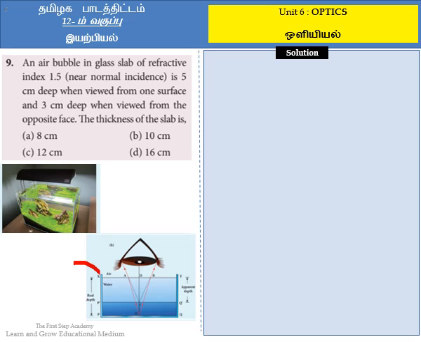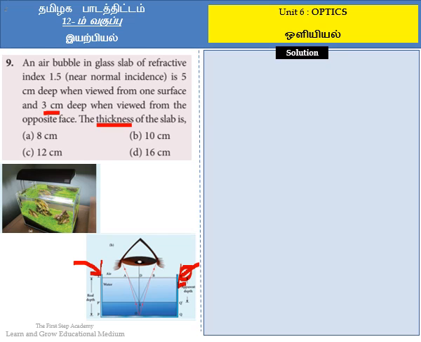When we are looking from one side, it looks like 5 centimeter deep. But when we are looking from the other side or the opposite side, then the depth is 3 centimeter. So now they are asking us to calculate the thickness of the slab.